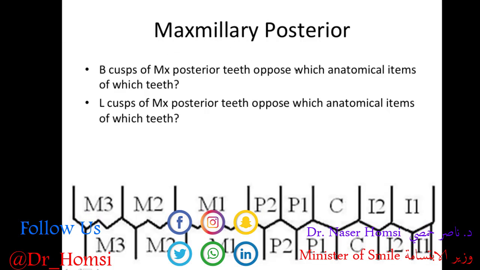Okay, maxillary posterior teeth. I've got two questions here. So here's the posterior teeth. The buccal cusps of the maxillary posterior teeth oppose which anatomical items of which teeth? And then the lingual cusps of the maxillary posterior teeth oppose which anatomical items of which teeth? So pause it, figure that one out, and I'll move on to the next slide now.